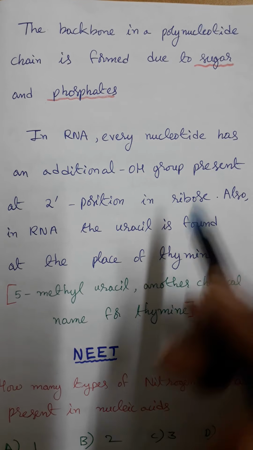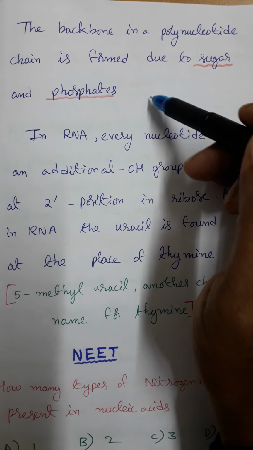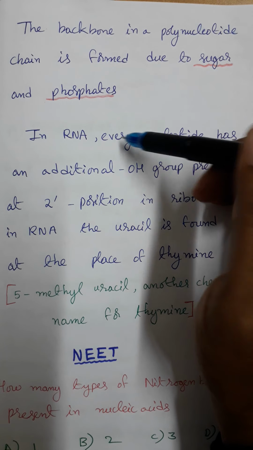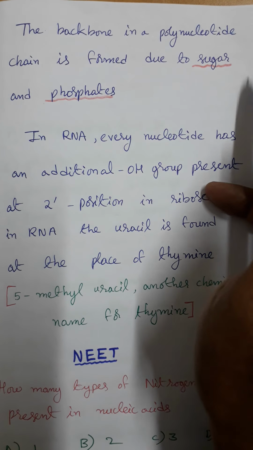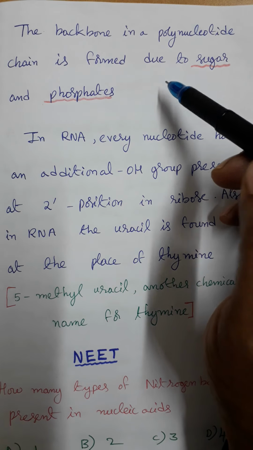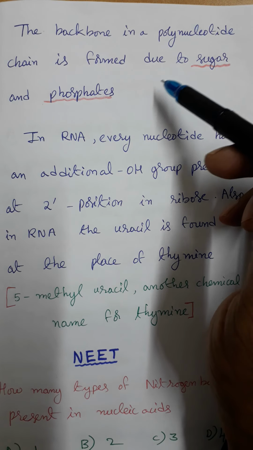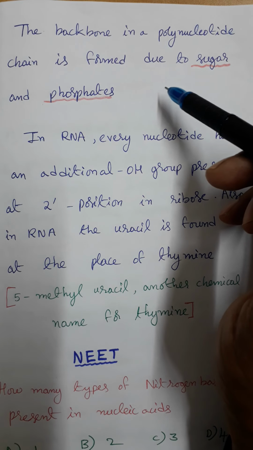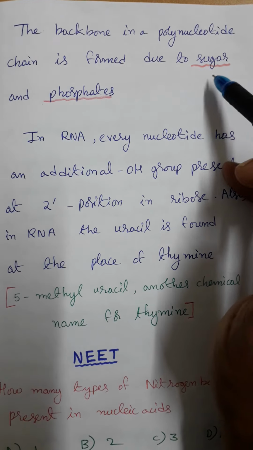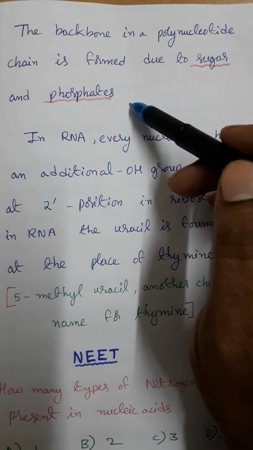How many components are present in a polynucleotide chain? Three components. What are they? Nitrogen base, sugar and phosphate. Among those three components, the backbone of the polynucleotide chain is formed by sugar and phosphates. So which of the components in a nucleotide chain forms the backbone? Sugar and phosphates.